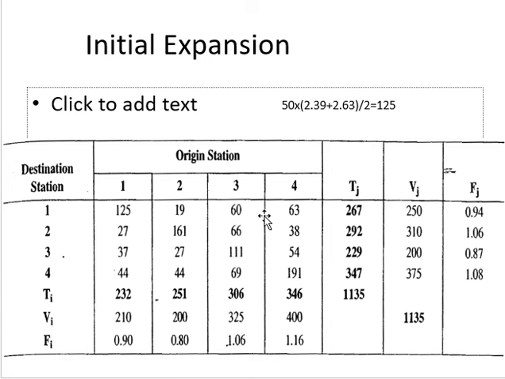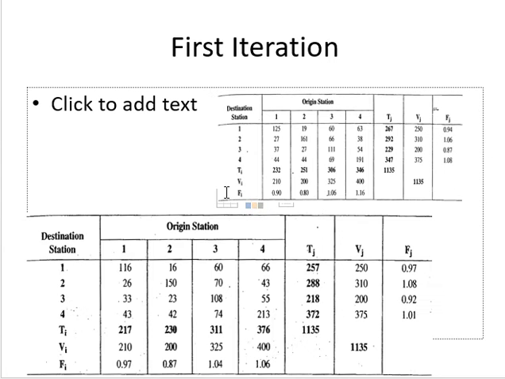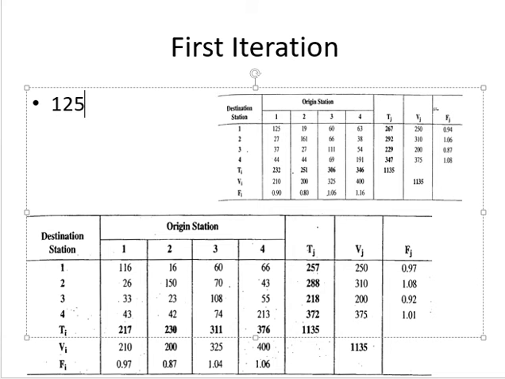Okay, so now I have a new matrix, I have new factors. I repeat the same process with the new matrix and the new factors. So for example, I want to change now 125, factors are 0.94 and 0.9. So 125 multiplied by 0.94 plus 0.9, and then you are taking the average. So this will give you 116. And same thing with all the numbers.